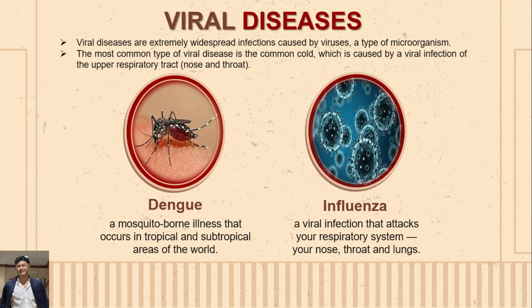Viral diseases. Viral diseases are extremely widespread infections caused by viruses, a type of microorganism, and the most common type of viral disease is the common cold, which is caused by viral infection of the upper respiratory tract, nose, and throat. For example, dengue, a mosquito-borne illness that occurs in tropical and subtropical areas of the world, and influenza, a viral infection that attacks your respiratory system, your nose, throat, and lungs.